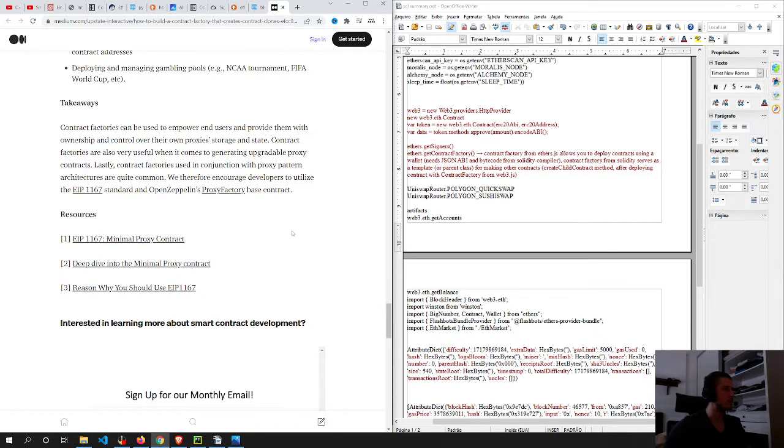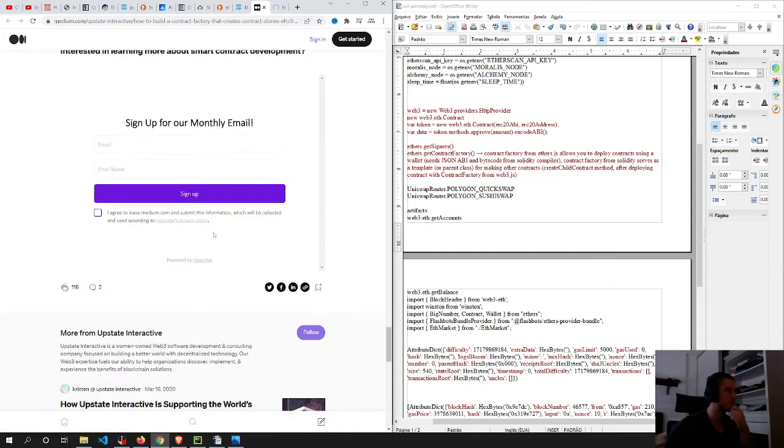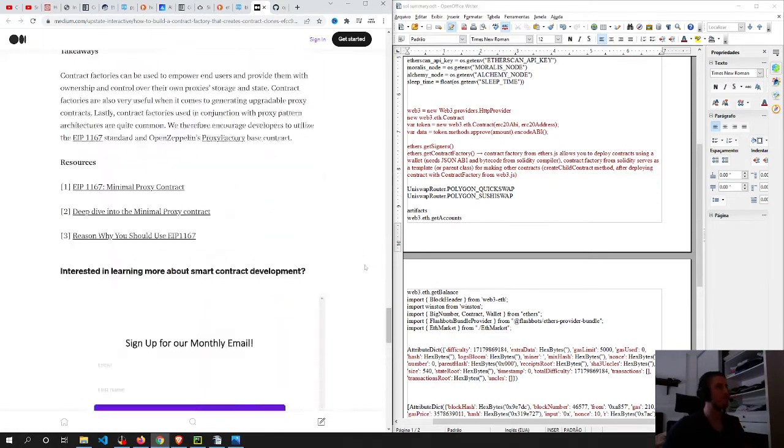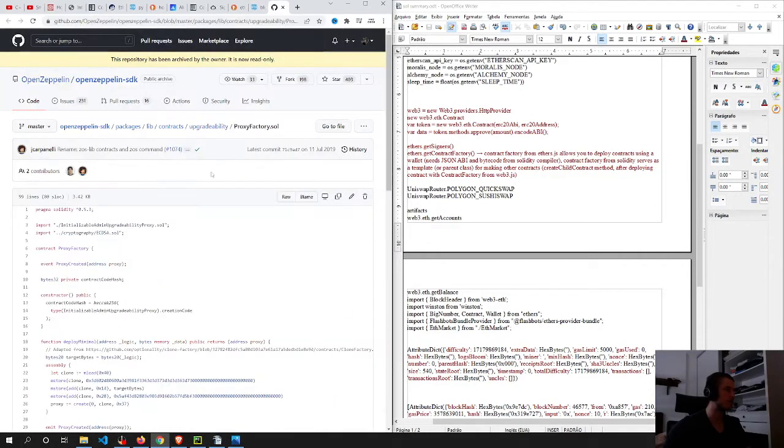Contract factories can be used to empower end users and provide them with ownership and control over their own proxies, storage, and state. Contract factories are also very useful when it comes to generating upgradable proxy contracts. Lastly, contract factories used in conjunction with proxy pattern architectures are quite common. We therefore encourage developers to utilize the EIP 1167 standard on OpenZeppelin's proxy factory base contract. Yeah, I see this OpenZeppelin stuff a lot as well, so it's probably important to study that.